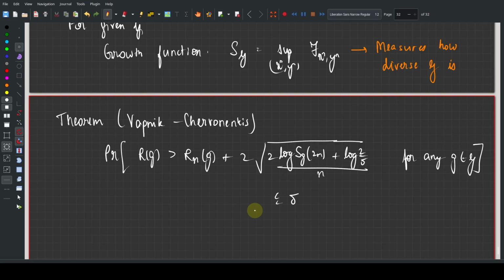But if your class is too diverse, then there's nothing much you can do, because suppose that this were growing, say linearly with n, right? So for example, if we know that S_G is at most 2 to the power n, then log of 2 to the power 2n would be some constant times n. So the error would be bounded by some constant independent of n. So that's not particularly helpful, right? And that is kind of intuitive, because we cannot have uniform convergence if our class of functions is too diverse.